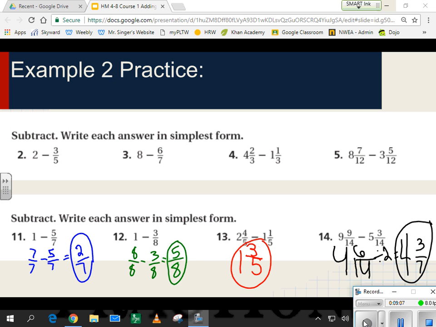So that's how we got those answers. For 13, all you do is subtract the whole numbers and then subtract the numerators because the denominator is already the same. And for 14, you may have had 4 and 6/14, but you were to put it in the simplest form. Since 6/14, both the numerator and the denominator are even, you can divide them by 2. So that's why we simplified it down to 4 3/7.